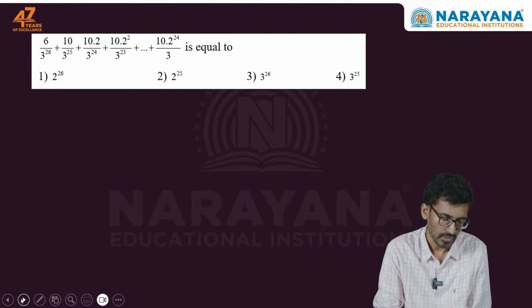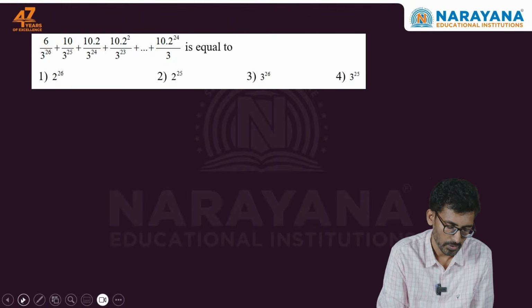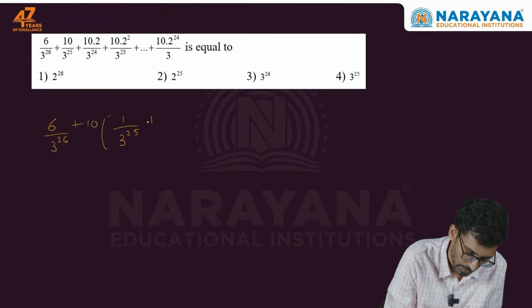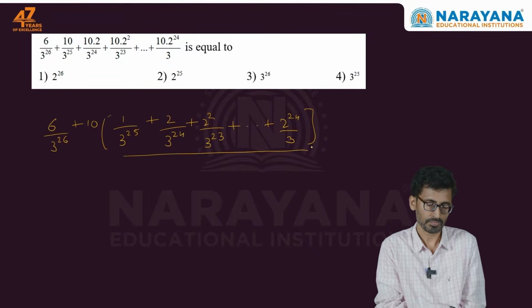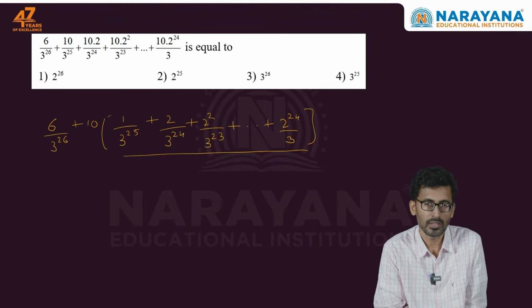Here it looks like some GP: 6 by 3 power 26 plus 10 by 3 power 25 plus 10 into 2 by 3 power 24 plus 10 into 2 square by 3 power 23, and so on. So here I will write the first term 6 by 3 power 26 plus 10 into 1 by 3 power 25 plus 2 by 3 power 24 plus 2 square by 3 power 23, and so on, up to 2 power 24 by 3. So here if we notice this 1 by 3 power 25 plus 2 by 3 power 24, here we have a GP.